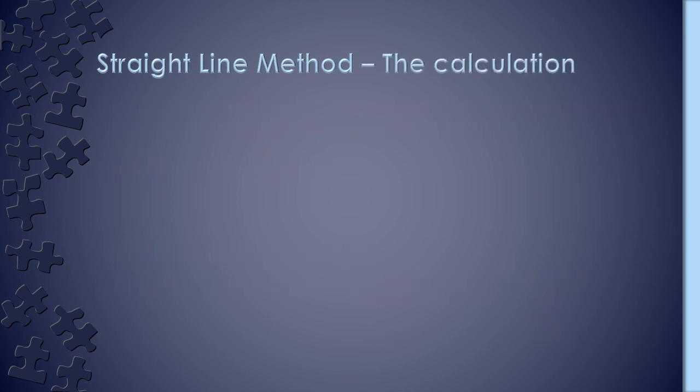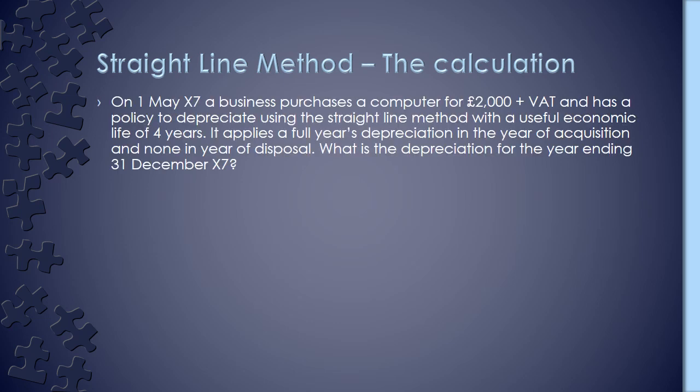Okay, so question here then on straight line method depreciation. On 1st of May, a business purchases a computer for £2,000 plus VAT and has a policy to depreciate using the straight line method with a useful economic life of 4 years. It applies a full year's depreciation in the year of acquisition and none in the year of disposal. What is the depreciation for the year ending 31st of December 2017?